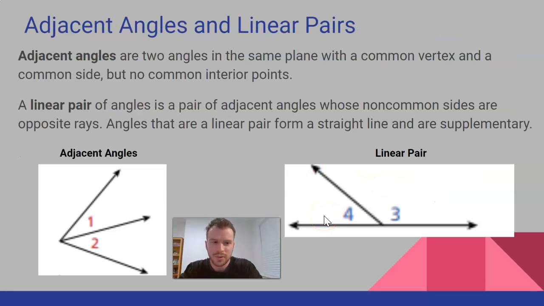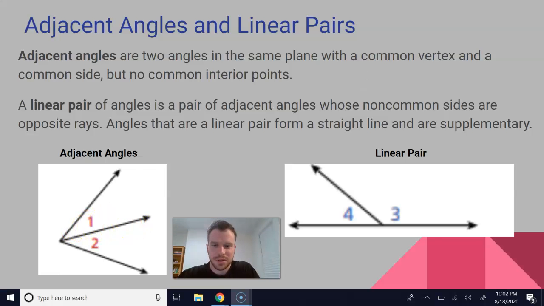Adjacent angles are two angles in the same plane with a common vertex and a common side, but no common interior points. Basically, they are two angles that touch each other. You can see an example of adjacent angles, angles 1 and 2, right here. They're right next to each other. They touch. Now, a specific type of adjacent angles is a linear pair. A linear pair is two adjacent angles that form a straight line. You can see the word line in linear. So when you see linear, think line. Now, linear pairs are supplementary.